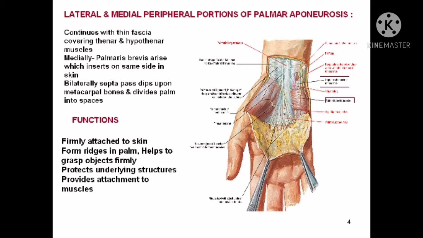Bilaterally, septa pass deep upon the metacarpal bones and divide the palm into palmar spaces. The functions of the palmar aponeurosis: it is firmly attached to the skin, forms ridges in the palm, helps to grasp objects firmly, protects the underlying structures, that is the blood vessels and the nerves, and provides attachment to muscles.